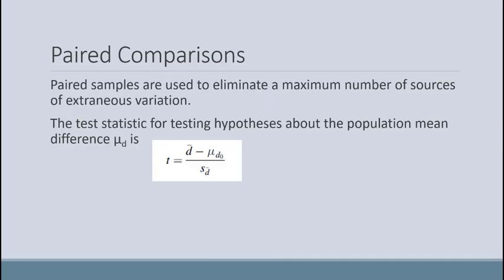In public health and medicine fields, lots of times we use paired samples to eliminate the maximum number of sources of extraneous variation by making the pairs similar with respect to as many variables as possible. Examples of paired samples include: first, pre-test, post-test samples in which a factor is measured before and after an intervention.